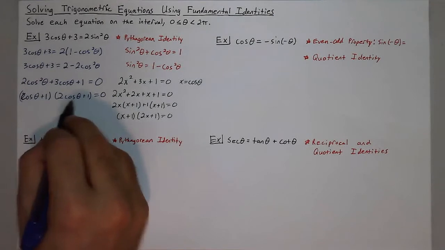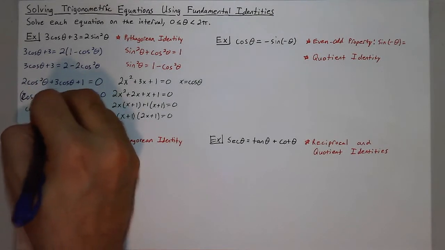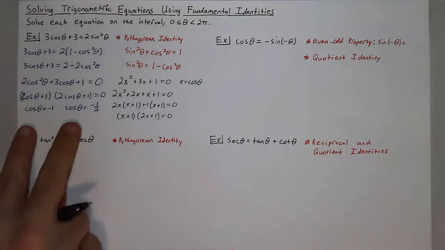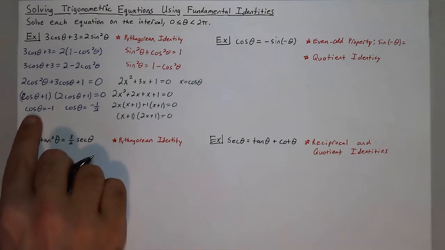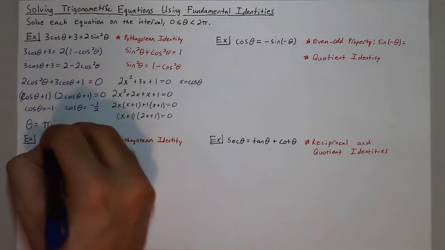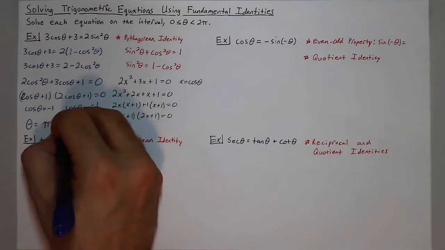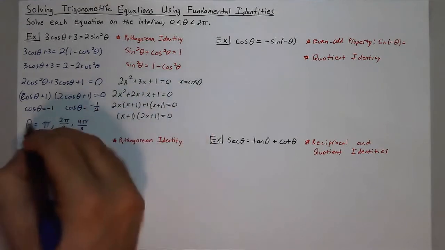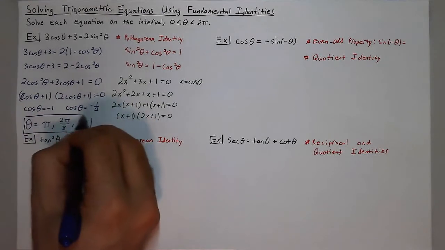Solving both of these for cosine of theta, I'll get cosine of theta equals negative 1, and cosine of theta is equal to negative 1/2. And now I'm just looking for which angles make that true. Cosine of theta is equal to negative 1 at pi, and cosine of theta is equal to negative 1/2 at 2 pi over 3 and 4 pi over 3. You can use that unit circle and just see that that's where the x value is equal to negative 1/2.